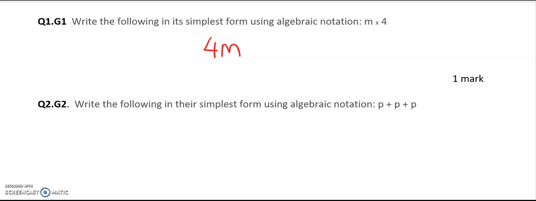In the second question, we've got to write the following in their simplest form using algebraic notation again. So we've got p plus p plus p. So there are 3 lots of p. So we can imagine 3 presents, 3 identical presents. So there is p, another p, another p, 3 lots of them.